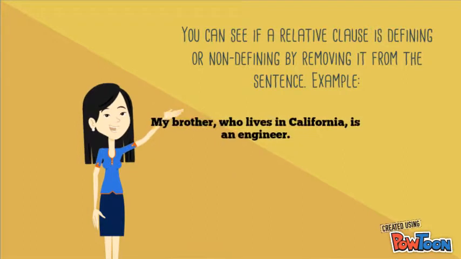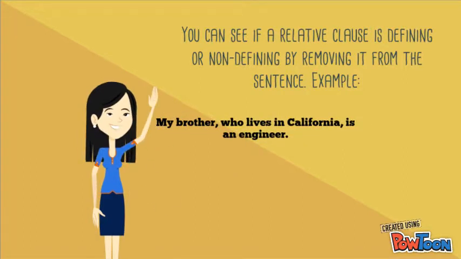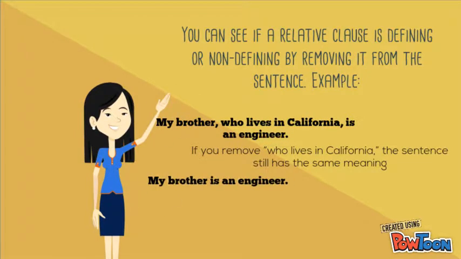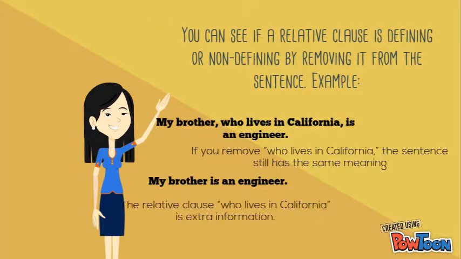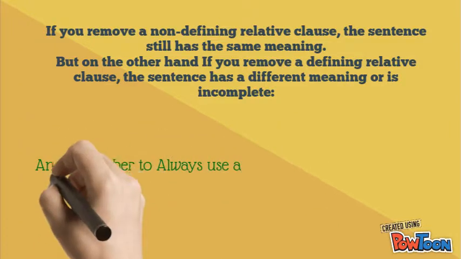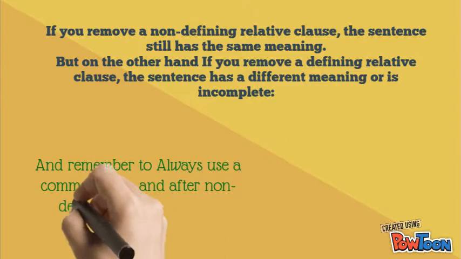Here we have some examples. My brother who lives in California is an engineer. If you remove who lives in California, the sentence still has the same meaning. My brother is an engineer. The relative clause who lives in California is extra. If you remove a non-defining relative clause, the sentence still has the same meaning. But on the other hand, if you remove a defining relative clause, the sentence has a different meaning or is incomplete. And remember to always use a comma before and after non-defining relative clauses.